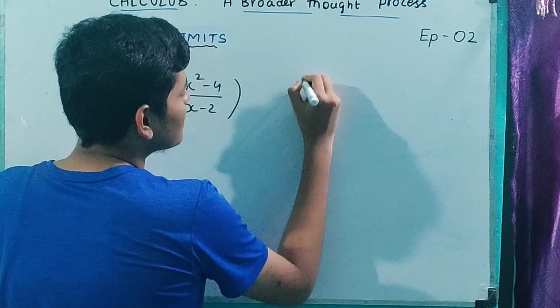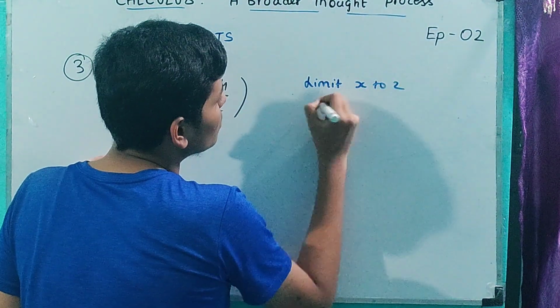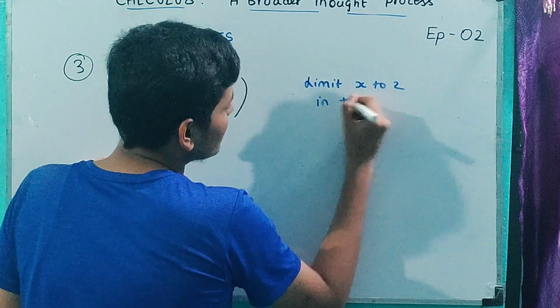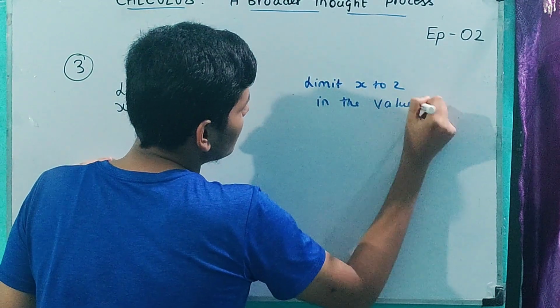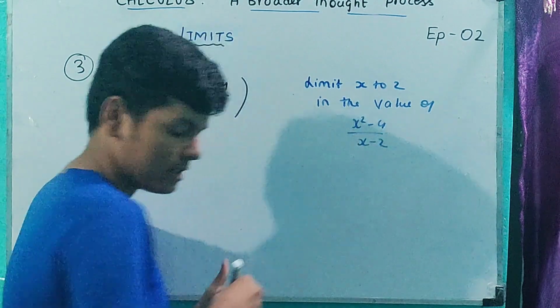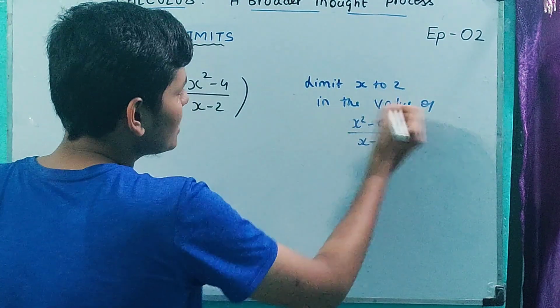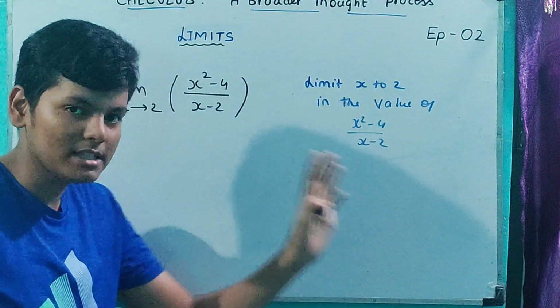This is read as limit x to 2 in the value of x square minus 4 by x minus 2. This is how it is read. It is read as limit x to 2 in the value of x square minus 4 by x minus 2.